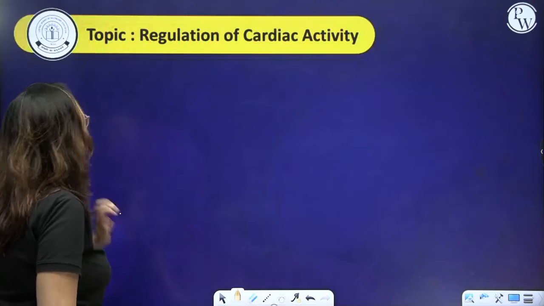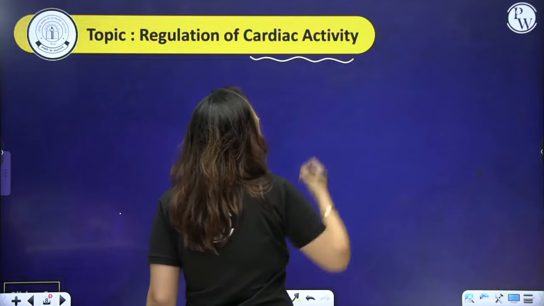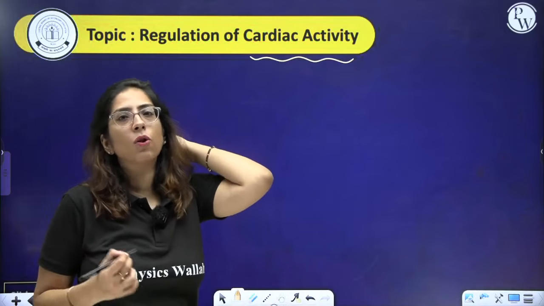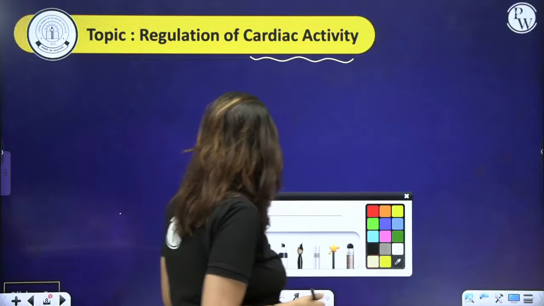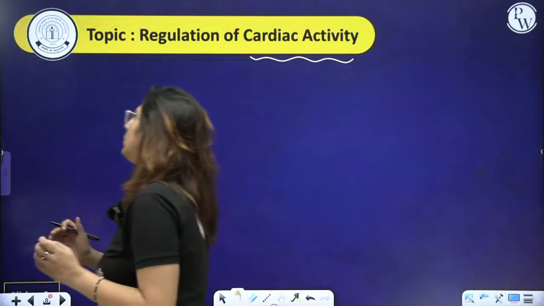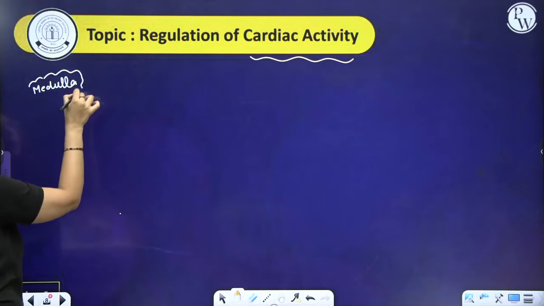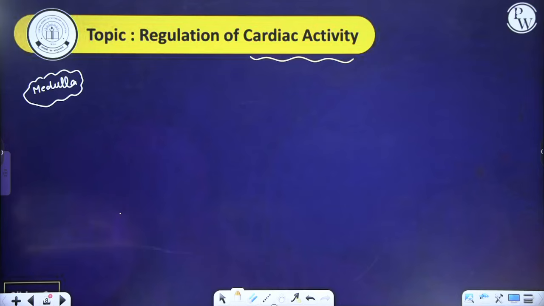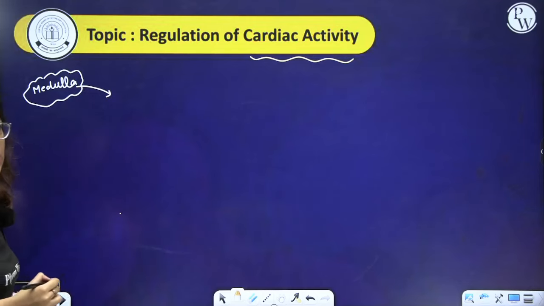Let's proceed further. Let's talk about the regulation of cardiac activity. How do we regulate cardiac activity? Let's have a look. Cardiac activity regulation, that means can our nervous system increase or decrease the heart rate, or can any chemicals in the body increase or decrease the heartbeat? Yes, this is very much possible. In the brain, we have a region which is termed the medulla. I told you, buddies, many times that the one responsible for such kind of regulation is mostly the medulla, right? And we have understood this in various other topics also. Clear?